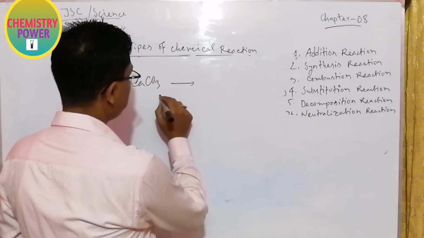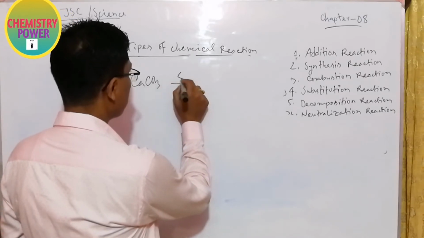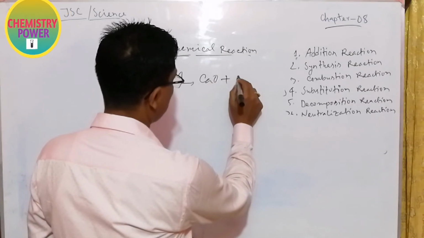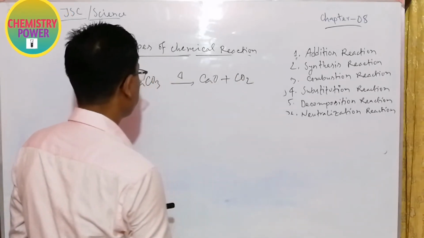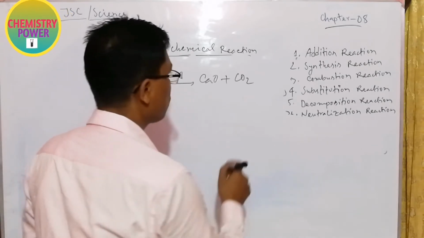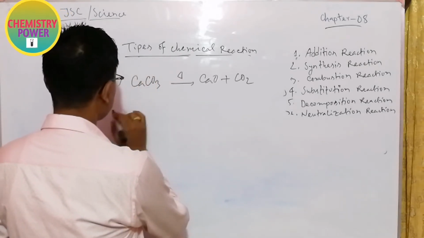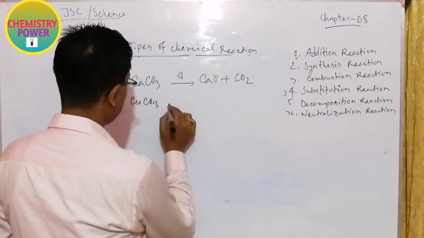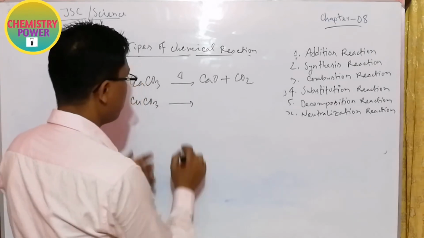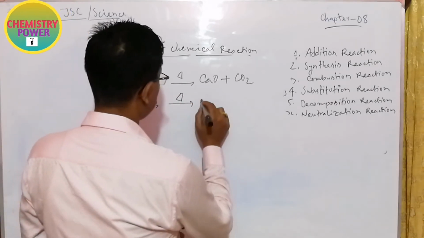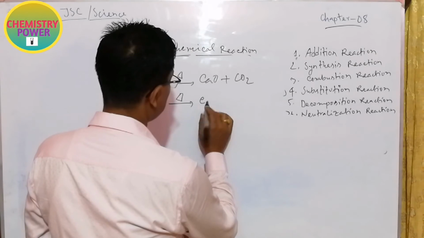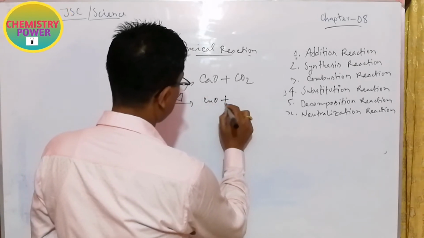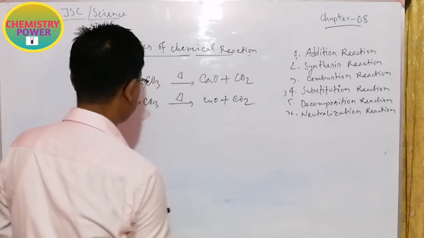Calcium carbonate, when heat is applied, breaks into calcium oxide and also produces carbon dioxide. Another example for decomposition reaction, copper carbonate produces copper oxide and also carbon dioxide.